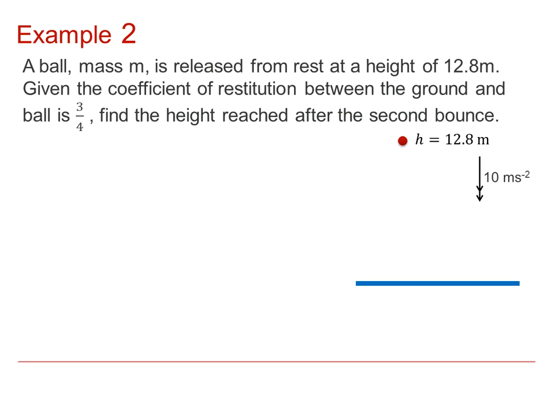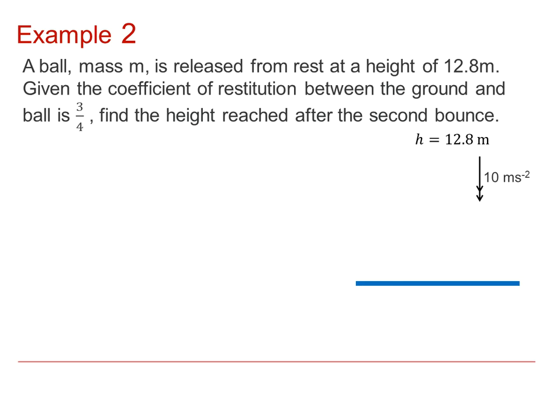In the example we have a ball of mass m which is released from rest at a height of 12.8 meters above the ground. Of course, what's going to happen is the ball will fall, hit the ground, bounce, and then bounce again. We want to consider after two bounces, what is the height that the ball actually reaches. We're told further that the coefficient of restitution at each impact is equal to 3/4.